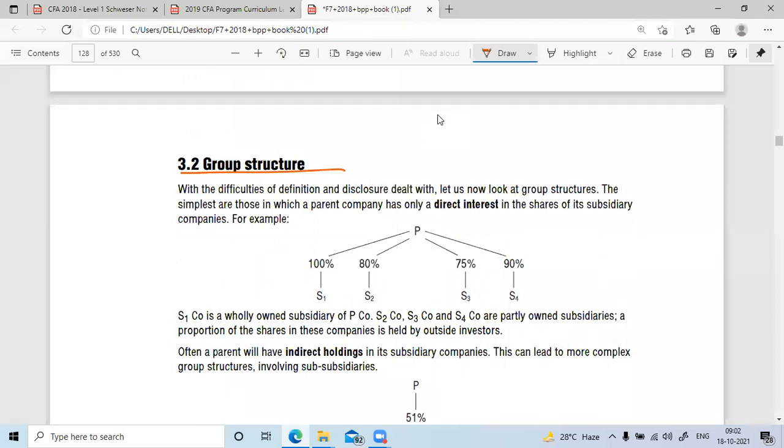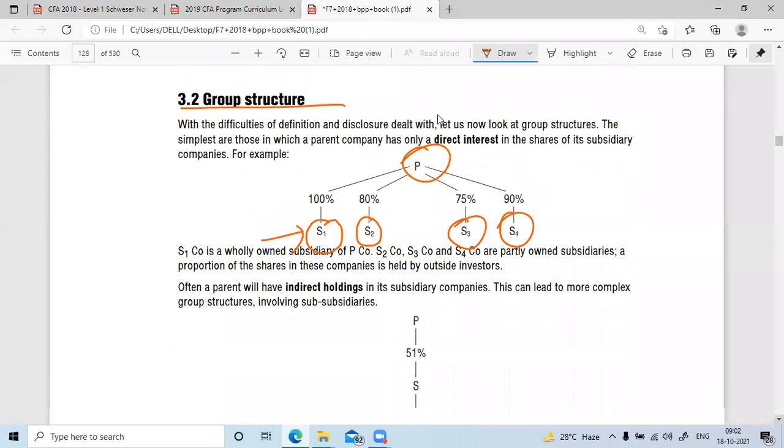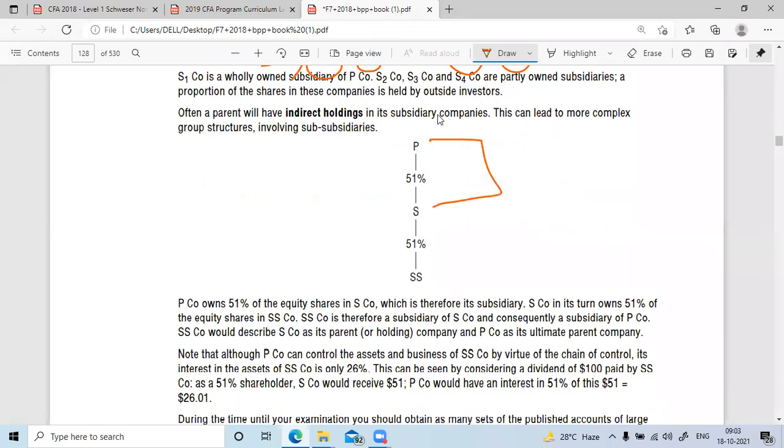Now comes the group structure. See, this is a parent. Parent can own 100% stakes in one of the subsidiaries, or less than 100%, that is 80%, or 75% or 90%. No worries, they can do that. This is a parent which has a subsidiary because it has control and power, because it has 51% stakes in this. This subsidiary has 51% stakes in this.